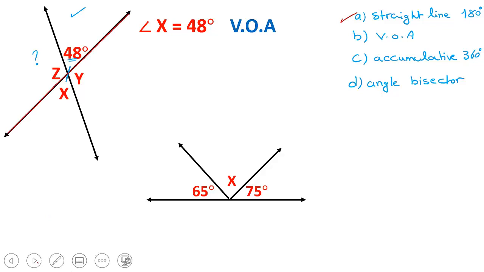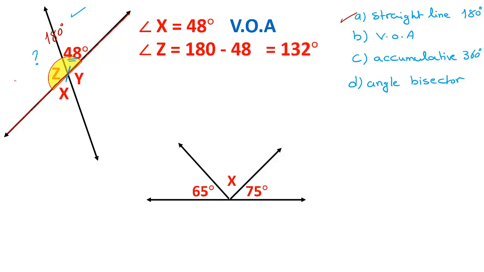So now I know that angle Z plus the 48 degrees should give me 180 degrees. I have part of the 180. How can I find the other one, which is Z? Simply, Z is equal to 180 minus 48, which is equal to 132 degrees. So now I know that this angle Z is equal to 132 degrees.